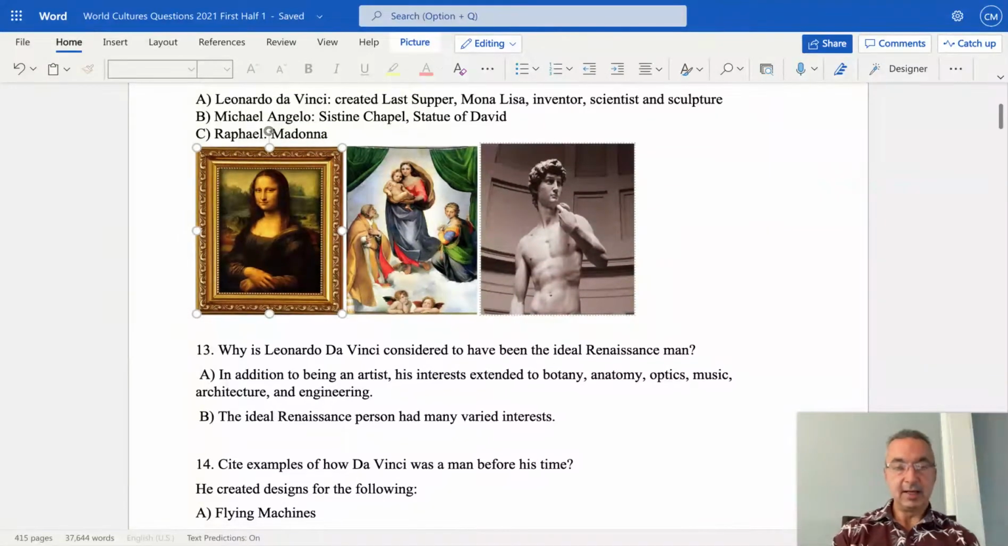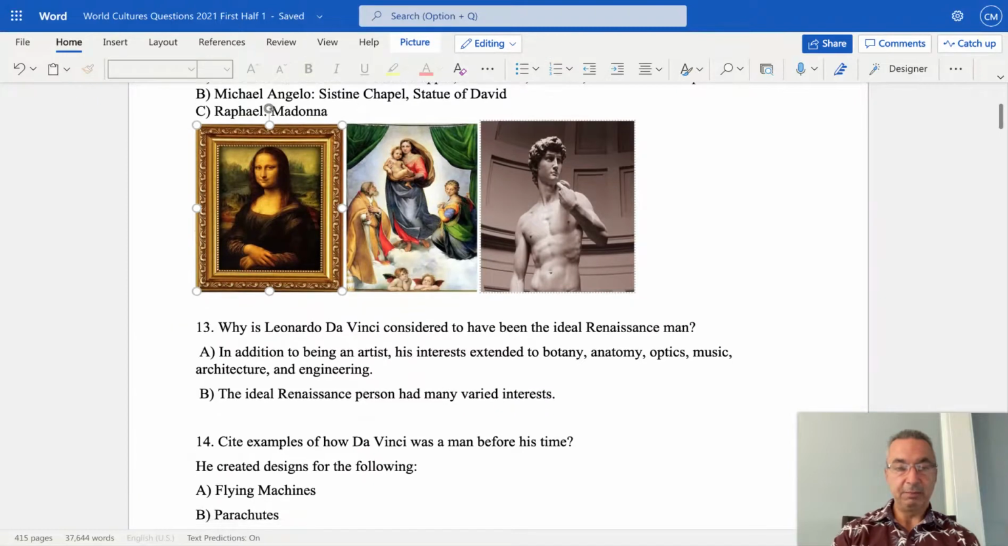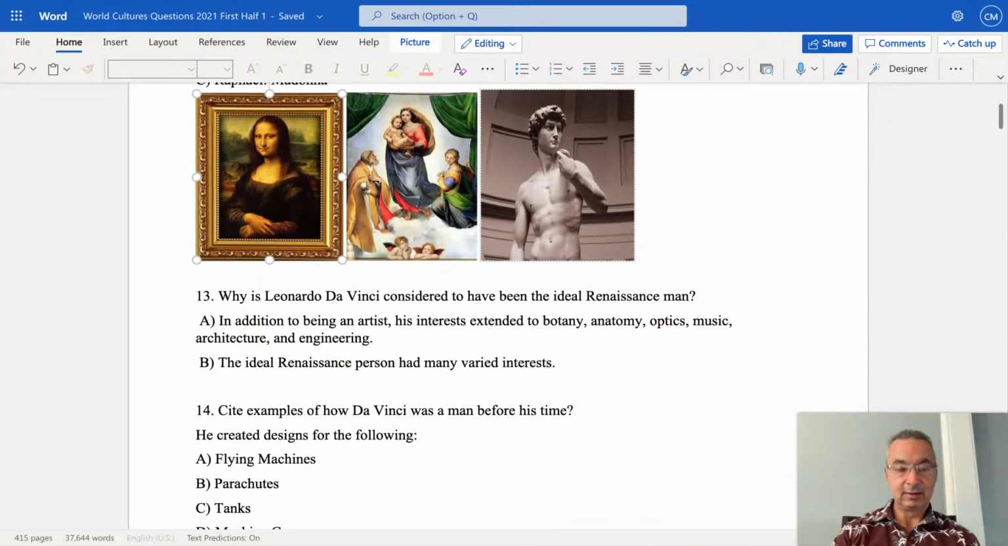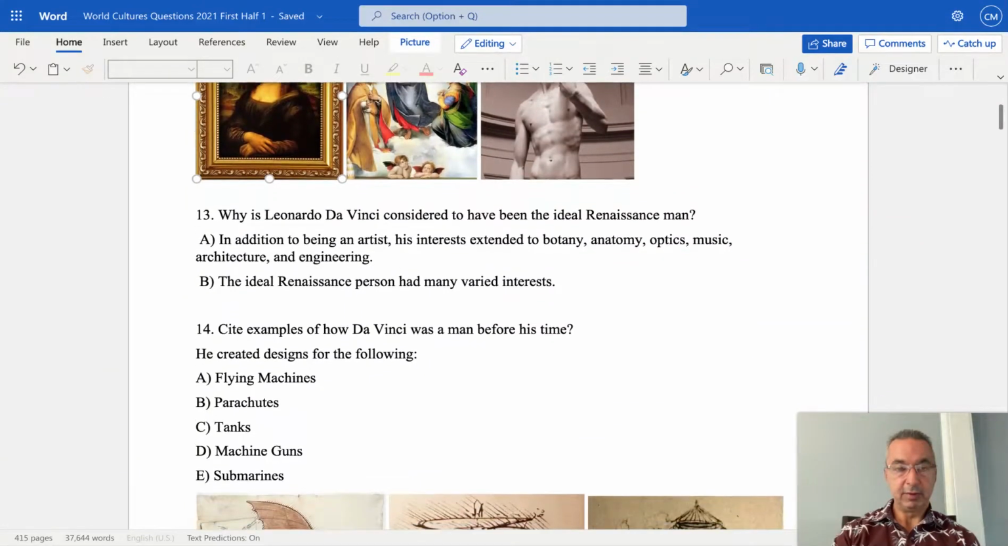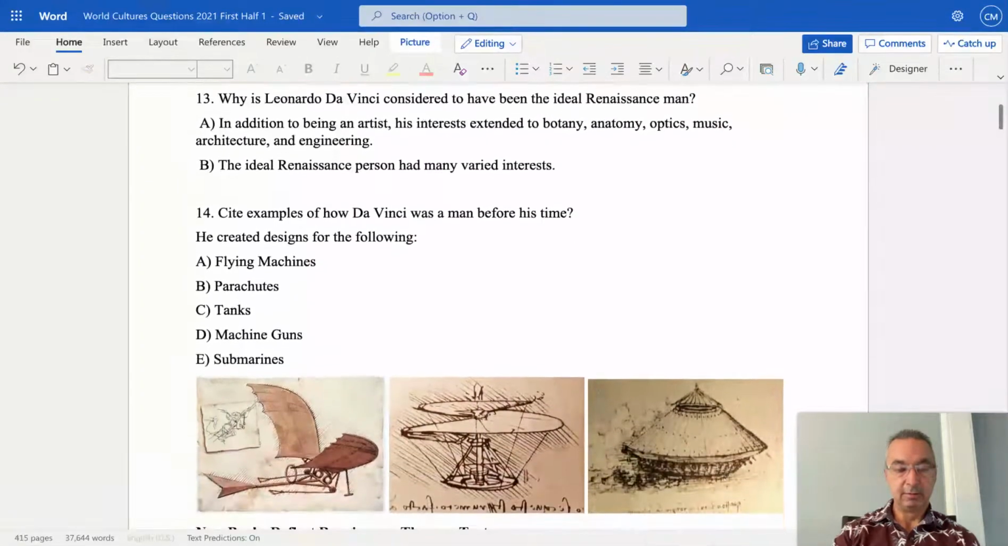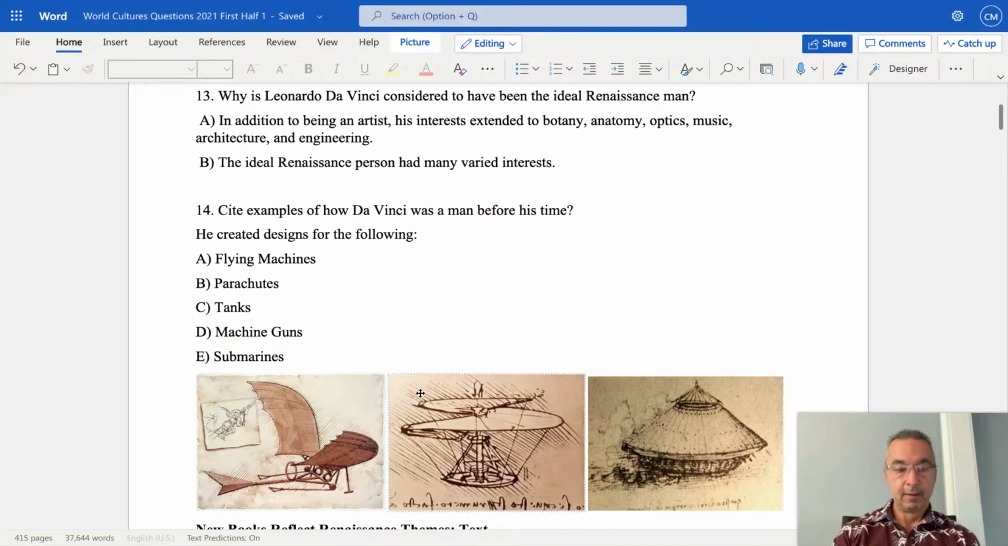He had designs and sketches for flying machines, parachutes, tanks, machine guns, submarines, some of which we have some images to share here. So you have the flying machine. This would be a helicopter.